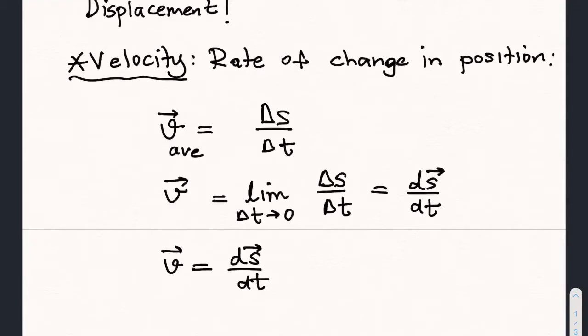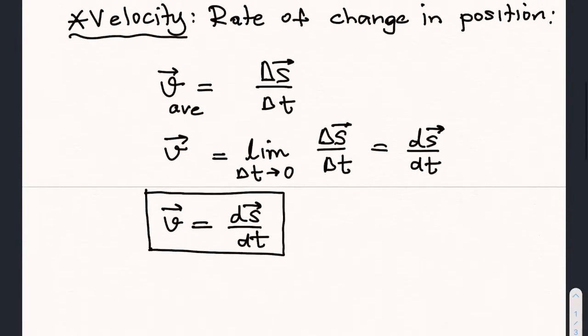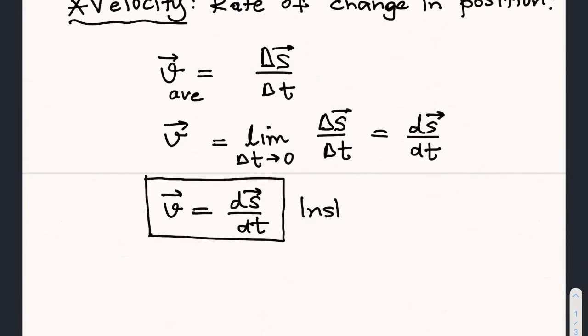By the way, because delta s is a vector, I want to put a vector sign here. So in an instantaneous manner, velocity is given by ds over dt. And let's indicate that this is the instantaneous velocity. And the relationship between position and velocity is a kinematics relation.